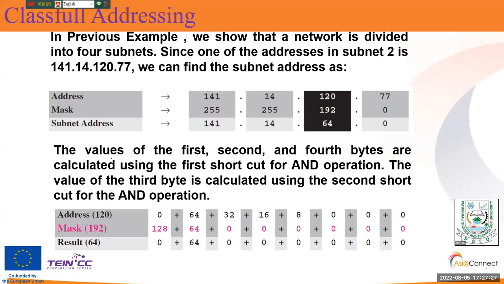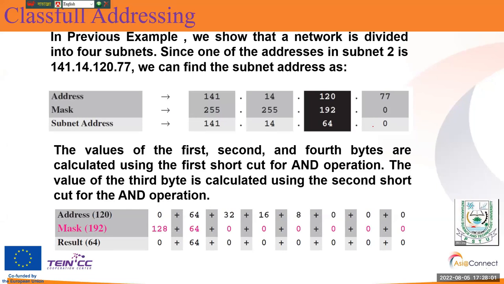Here you can see the address and the mask is 255.255.192.0. We have calculated this previously, but after using the AND operation shortcut method, we can take the smaller one. We can convert 120 and 192 to powers of two and do the AND operation. So 64 and only 64 is common. So we can take 141.14.64.0 as the subnetwork address.